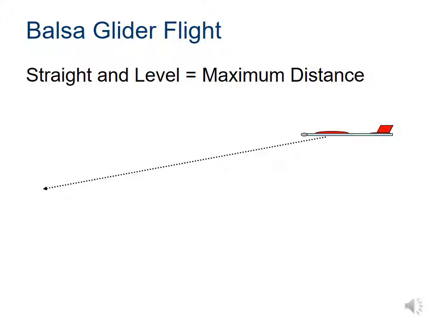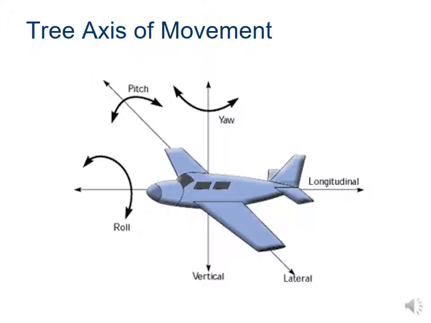Your balsa glider will not have access to naturally occurring rising air to help it maintain flight, so it will achieve its maximum distance by following its glide angle in straight and level flight. As a passenger aboard our gliders, they'll need to be inherently stable in pitch, roll, and yaw to maintain long-distance flight.